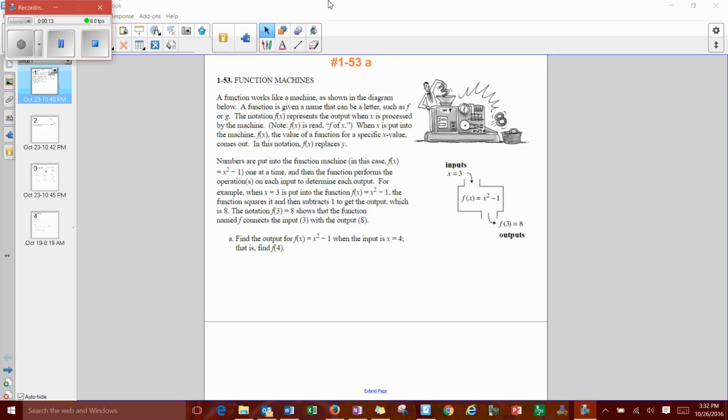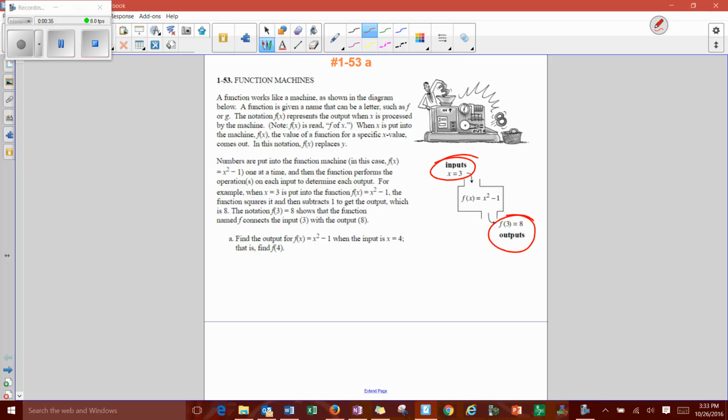Okay. So 1-53. Take a minute. You should have read this already. But basically, it says a function works like a machine. It's the whole idea that we've talked about, like inputs and outputs, right? And you can see that here over on the side. Like there's an input and there's an output, right? So this is the function. This is the function right here. And this is an input and this is an output that corresponds with that input, okay?